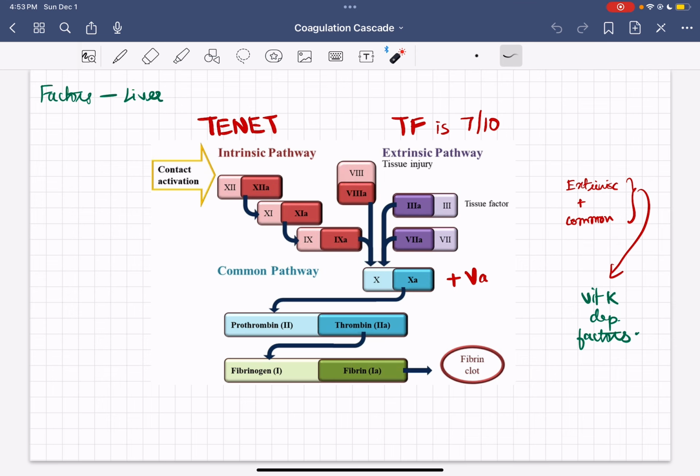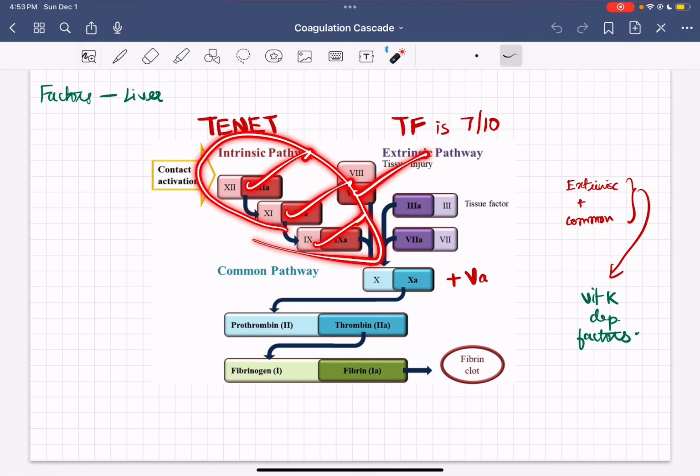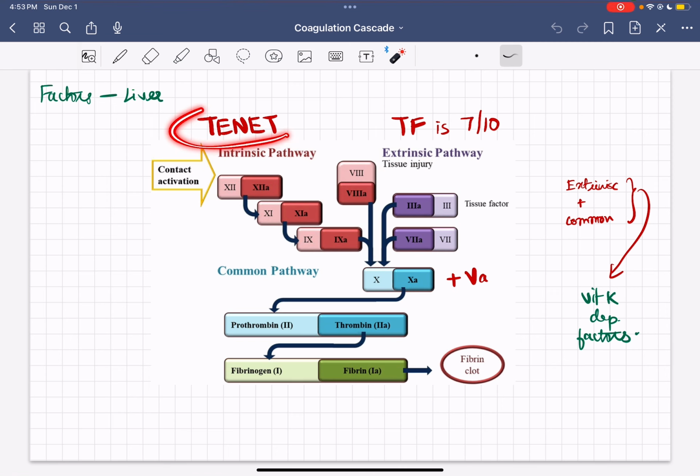So 12, 11, 9, 8, 10. So the only thing that's missing here in between is 10, right? The 10, because 10 is the start of the common pathway. You got to have that in your mind. 10 is the start of the common pathway, whereas 12, 11, 9 and 8 are part of the intrinsic pathway, and you can remember it as TENET.